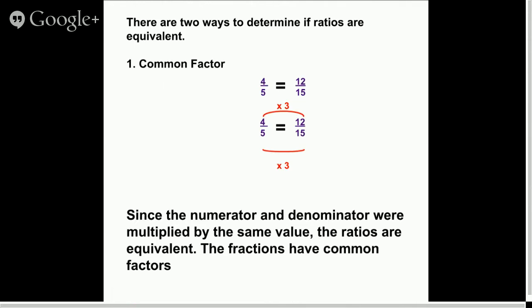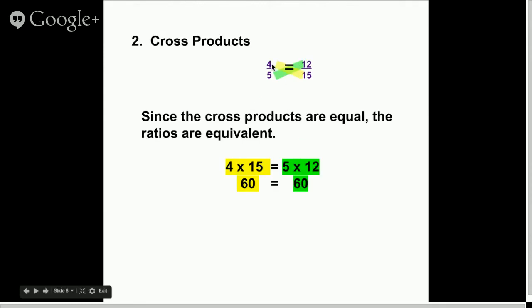So there are two different ways that you can determine if ratios are equivalent. If they have a common factor, so 4/5, if you multiply 4 by 3, you get 12. If you multiply 5 by 3, you get 15. So they have a common factor. That common factor is 3. You could also do the cross product. So take 4 times 15 and 5 times 12. If those two numbers are the same, then your ratios are equivalent. So 4 times 15 is 60, 5 times 12 is 60. So they are equivalent.